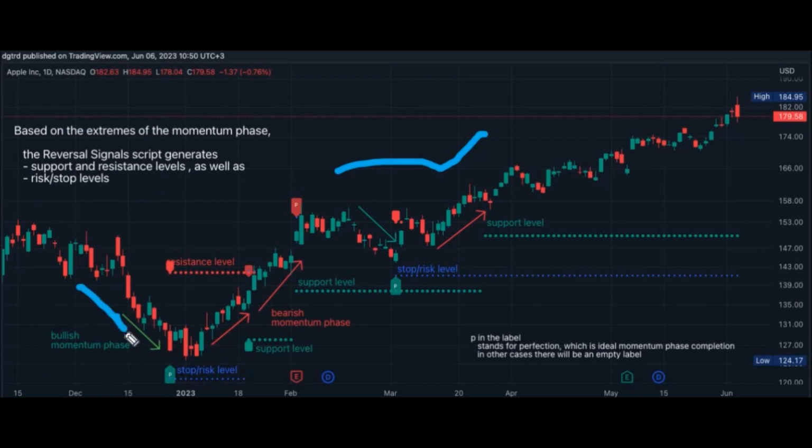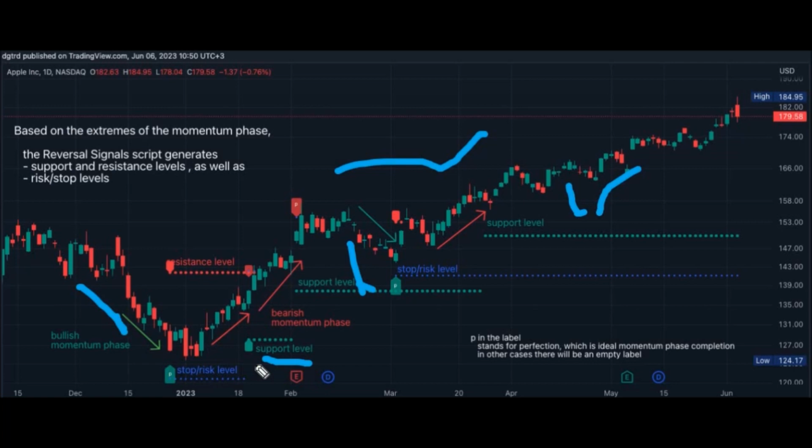Okay, so this was a bullish momentum phase over here, and as we saw before, the reversal signal provides support and resistance levels, which you can see over here, and you will see them right on your chart indicator just like this. They work as your stop or risk level, where you're going to place your stop losses, but make sure you're placing your stop losses slightly below.